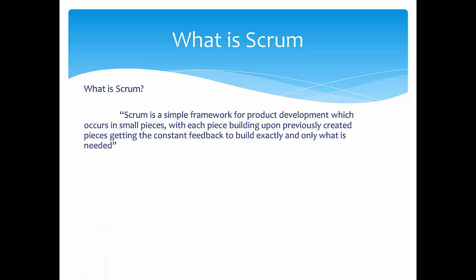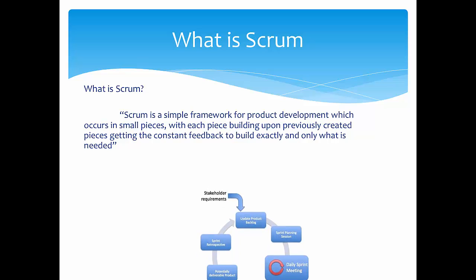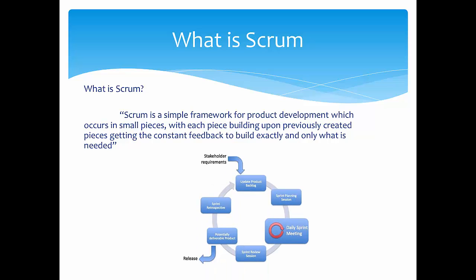Scrum is a simple framework for product development which occurs in small pieces, with each piece building upon previously created pieces, getting the constant feedback to build exactly and only what is needed. Here is the picture which explains the flow of the Scrum process. As all of us know about the Scrum process, I will not be talking about each phase of the Scrum process.